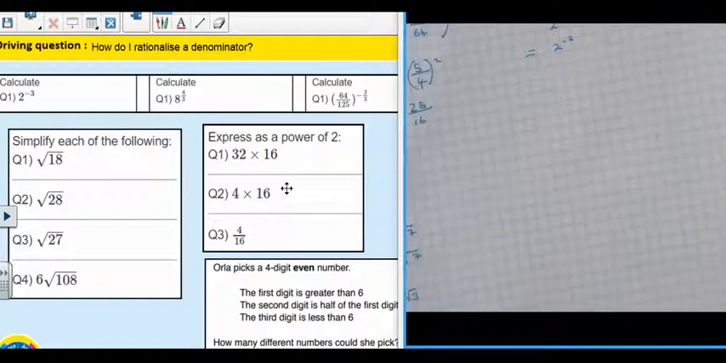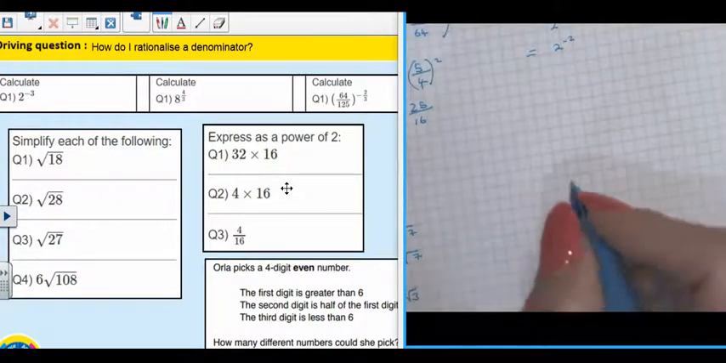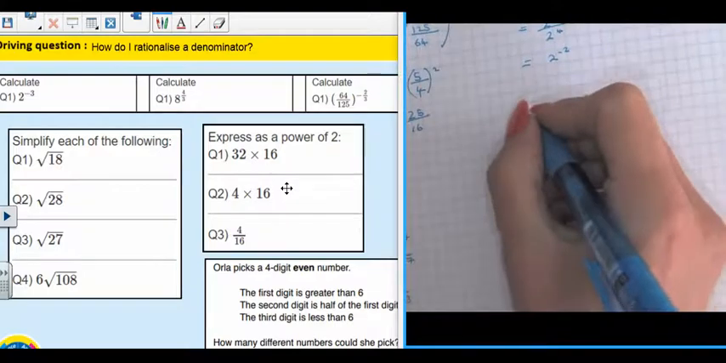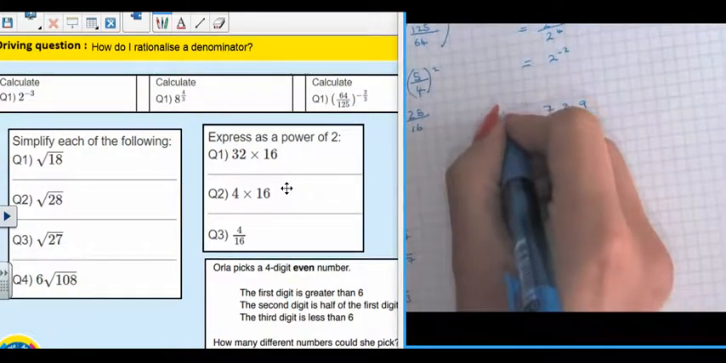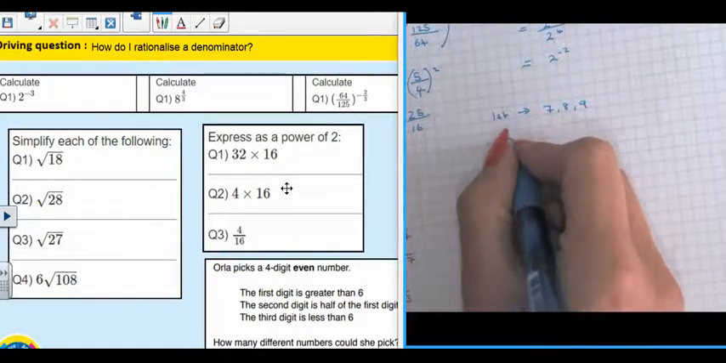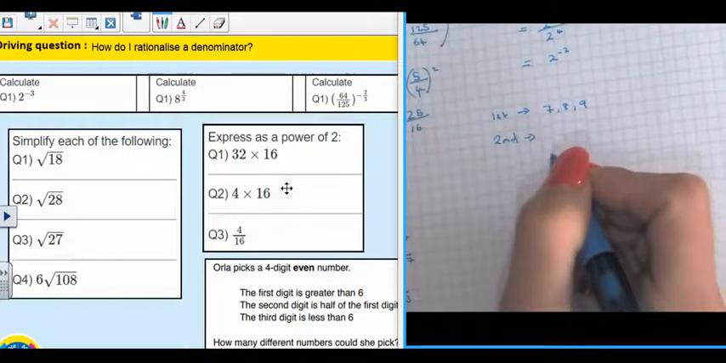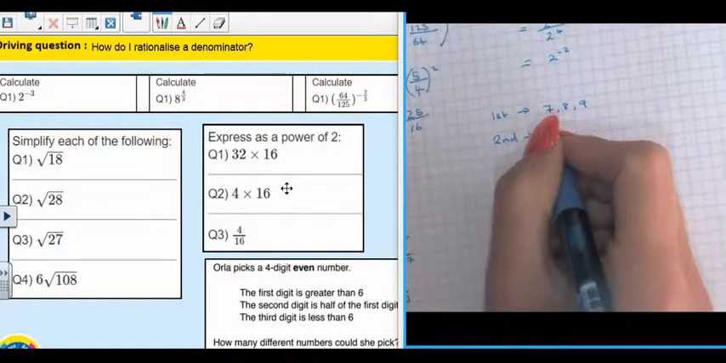Orla picks a 4-digit even number. The first digit is greater than 6, the second digit is half of the first digit, and the third digit is less than 6. How many different numbers could she pick? Right, well the first digit is greater than 6, so that could be 7, 8 or 9. The second digit is half of the first digit.